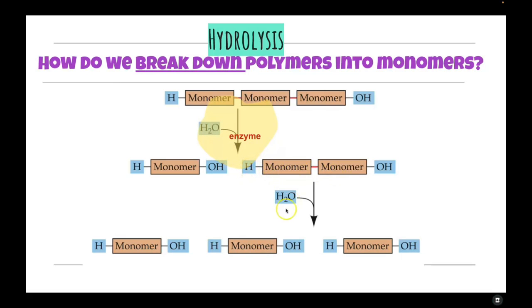Then you're going to continue the process. But before you continue, remember you're breaking down these covalent bonds. You're going to continue the process until you break down the entire polymer. So here you can see you have single monomers, each with its hydroxyl group and hydrogen. And you no longer have any covalent bonds. You're no longer having any sharing of electrons.